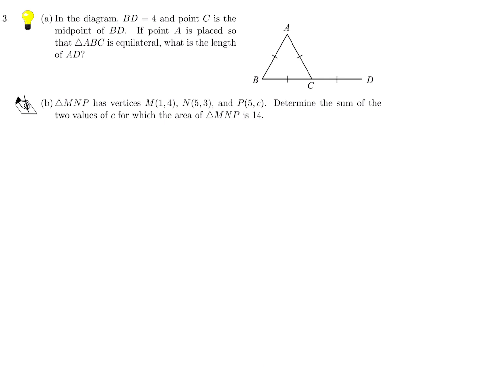In the diagram, BD is 4, and point C is the midpoint of BD. If point A is placed so that triangle ABC is equilateral, what is the length of AD?